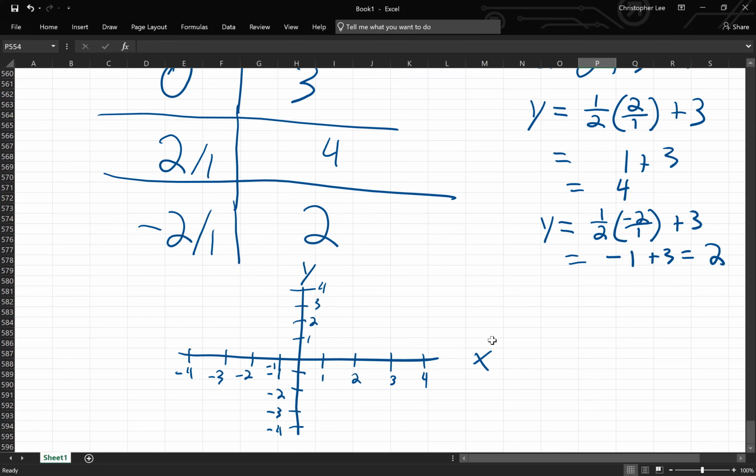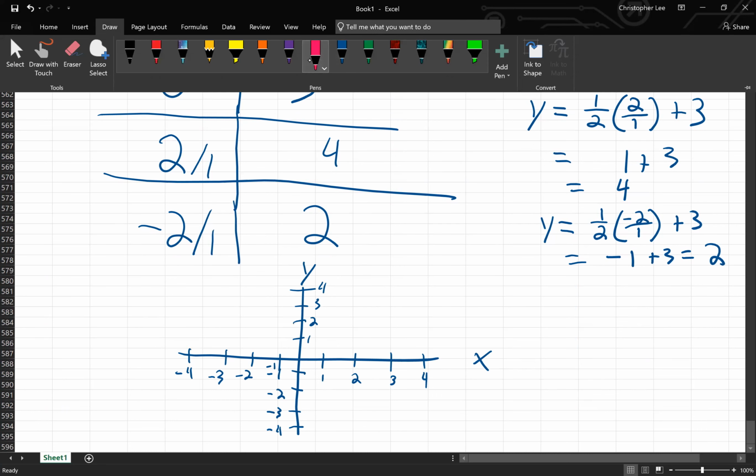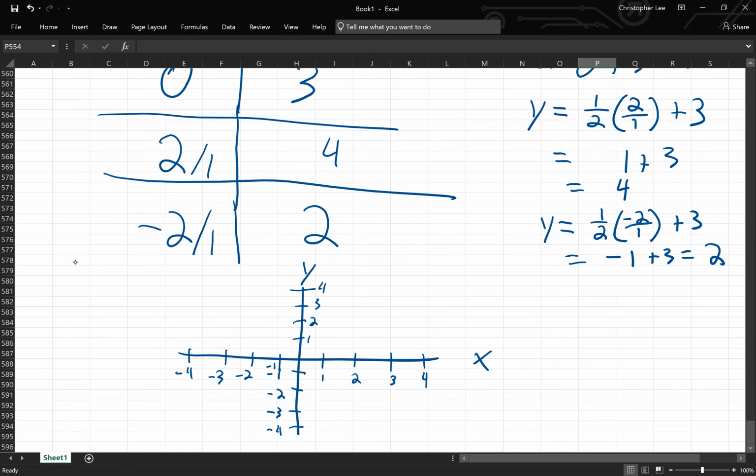And over here, what do I have? I'm gonna do this in pink. So I have 0, 3, right? I come across to the 0 in the center, go up to 3, right here. That's 0, 3. I have 2, 4, right? Come across to 2, go up to 4. It's right here. That's 2, 4. And then I have -2. I come up to 2. That's right here. That's -2, 2.